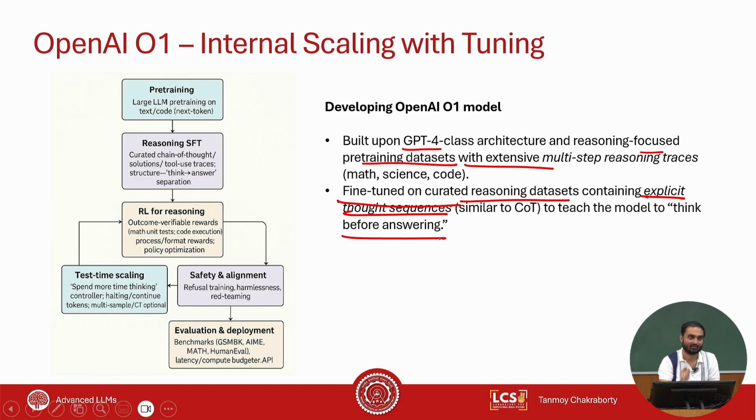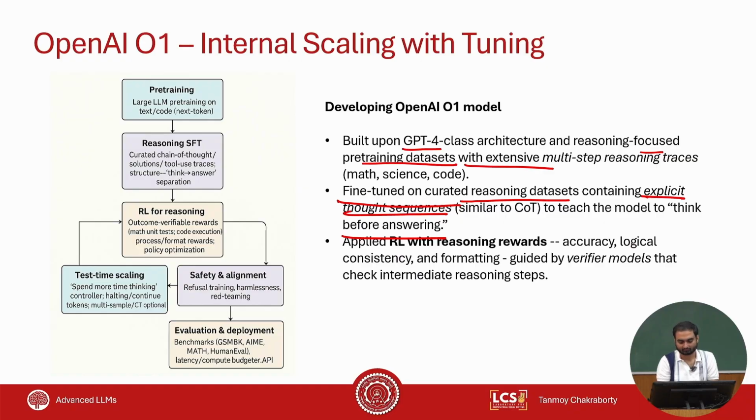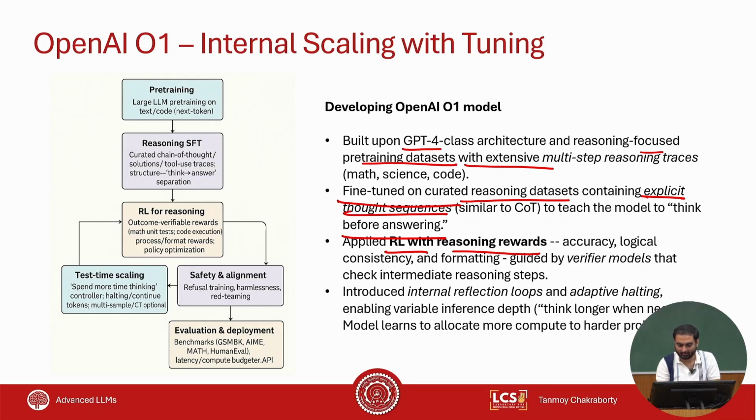This is very important. In an autoregressive model, the task was just to predict the next token. Those models don't think much, but here they think and then answer. They do RL with some sort of reasoning rewards, and in their report they mentioned this idea called internal reflection loops, adaptive halting.